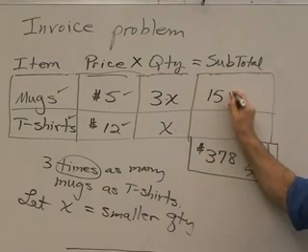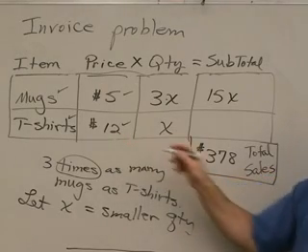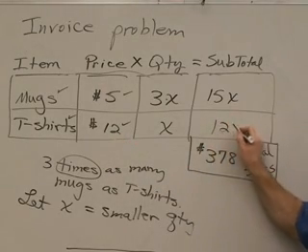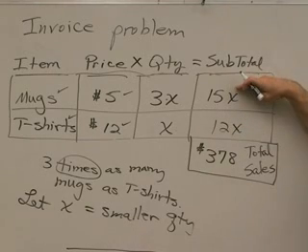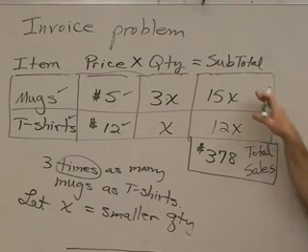And if I had one of these x's and I multiply it by 12, now I have 12 of those x's. Okay? So here's how much I spent on mugs. Here's how much I spent on t-shirts. What do I do with those 2 numbers to get total sales?